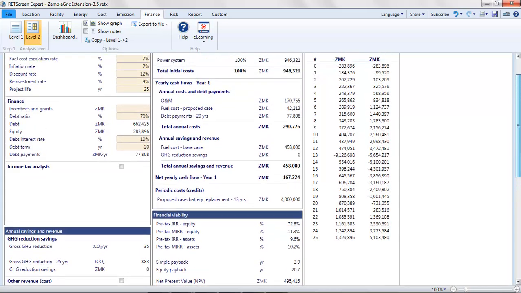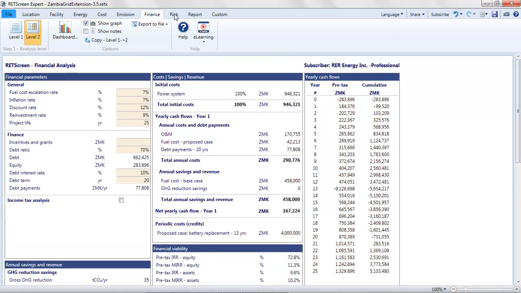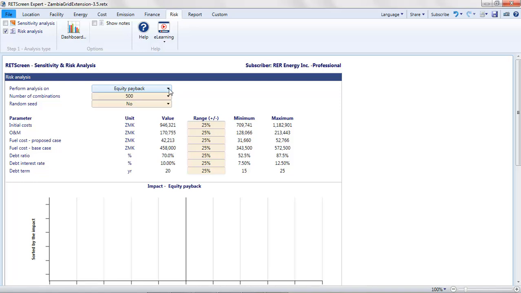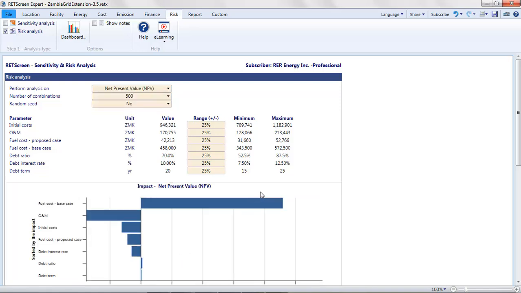In terms of riskiness of this project, we can go to the risk analysis here, and we can look at a risk analysis on the net present value. The impact graph here indicates that the most important parameter is the fuel cost in the base case. So that would actually be the cost of electricity. And the initial costs and anything related to the initial costs are of relatively minor importance.